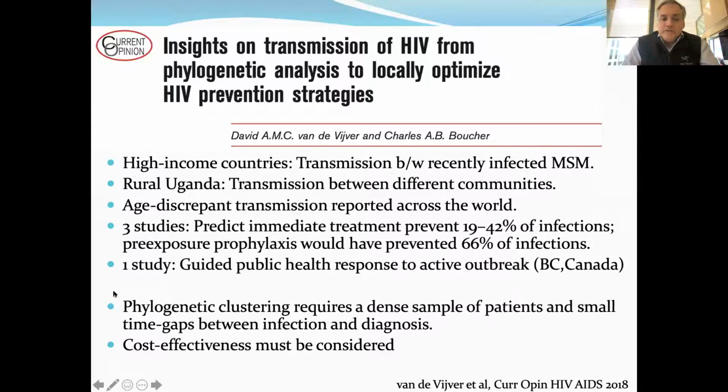But they also touch on the fact that this type of approach does require dense sampling of patients, and a small time gap between the point at which the sample was collected and the sequence data generated, and the need to really act on that in a timely manner. And of course, the cost effectiveness of the approach needs to be considered in light of other intervention approaches.